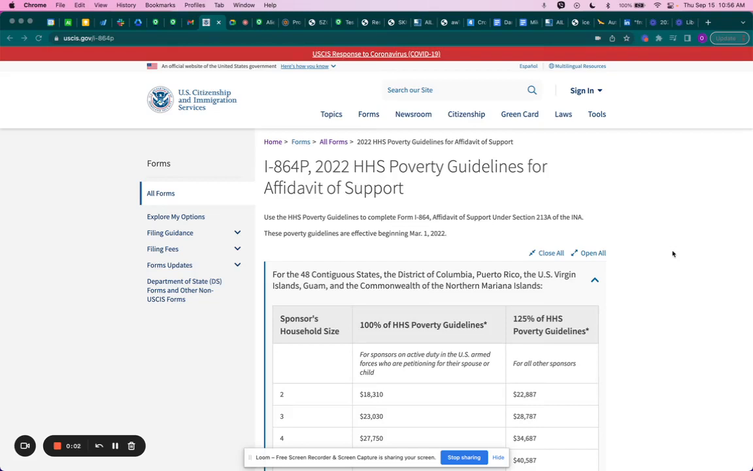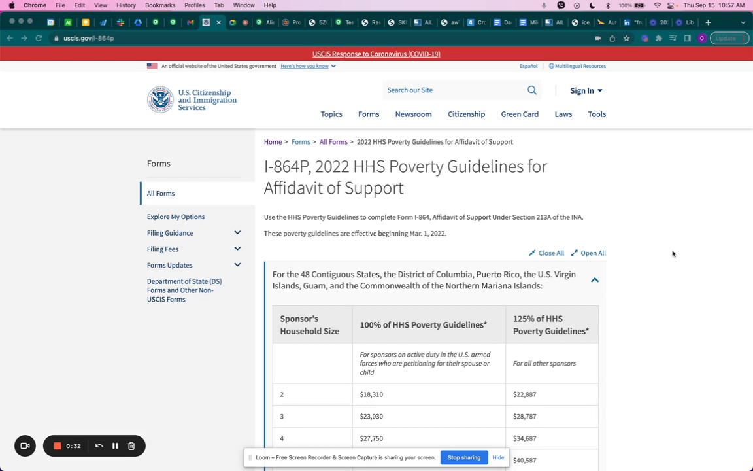So as we said, to prove sponsorship for the I-864, the following documents are helpful. The W-2, showing income over the poverty guidelines, and a verification of employment are very helpful. The other thing that helps is providing the last month of pay stubs, or, if you want to go the extra mile, 2 months' worth of pay stubs.